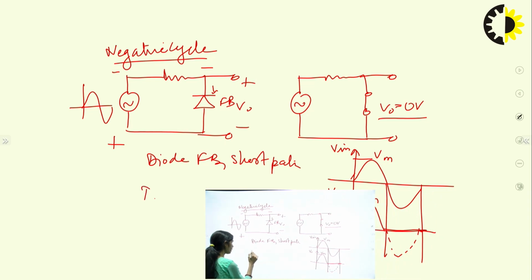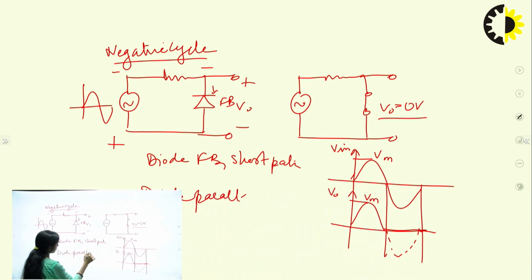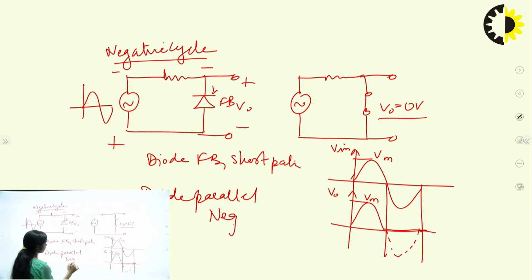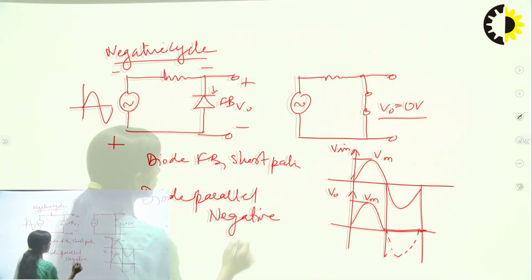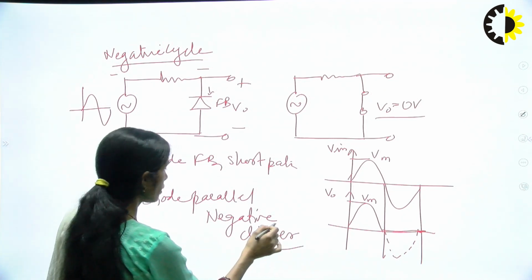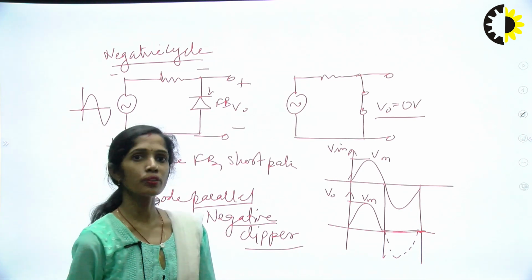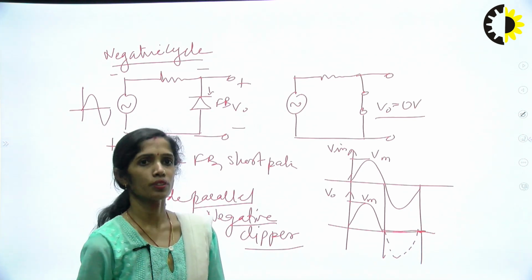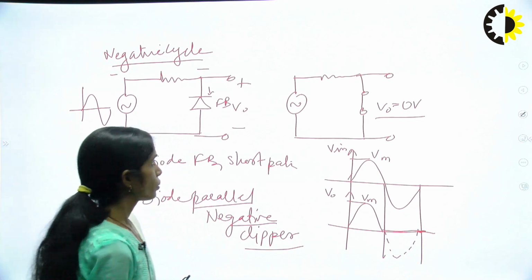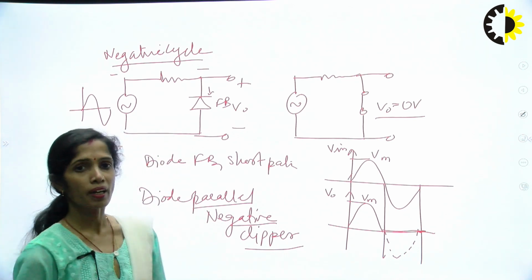So this is again said to be a negative clipper. This is called a diode parallel negative clipper. In this way you can form different types of clippers, either positive clipper or negative clipper, either in series configuration or in parallel configuration. Similar to this, we'll now talk about the biased parallel clipper.